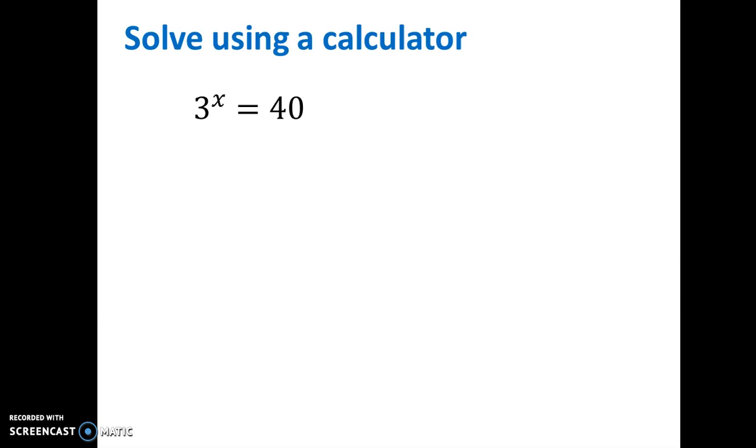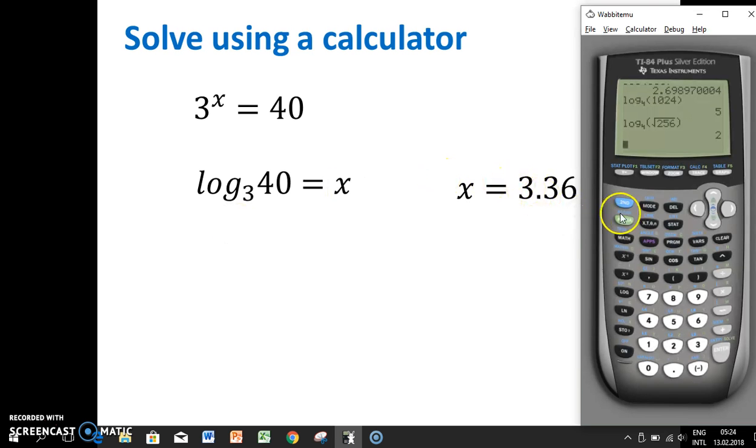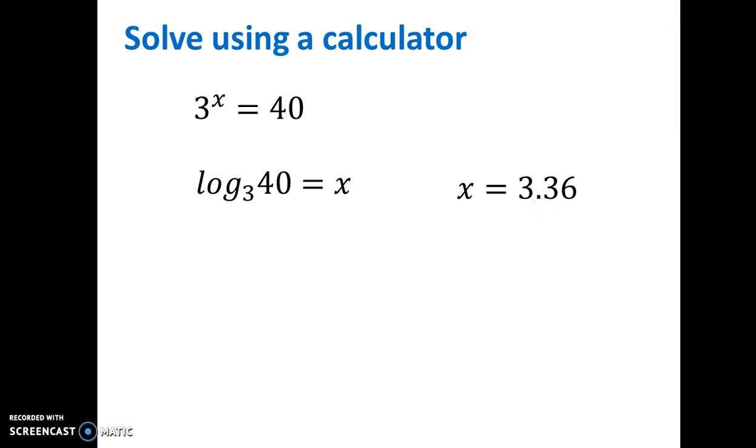One last one. This one is with a calculator again. So we have exponential form. Let's change to log form. Log base 3 of 40 equals the exponent x. This can be punched in a calculator, or it can be done by changing base. So on our calculator, let's try that. Alpha, window, log of base, and then we're going to put a 3 in there. 40. 3.36, that works.